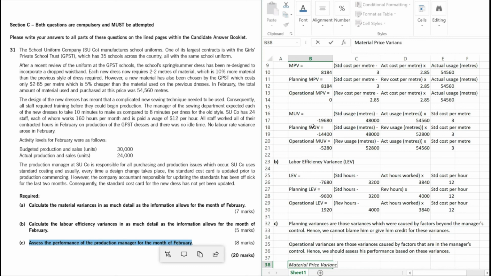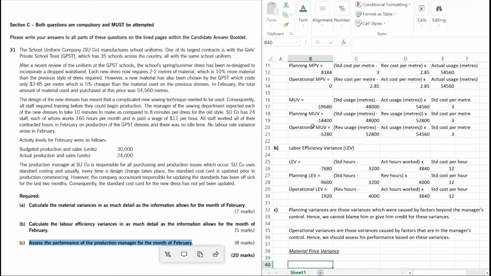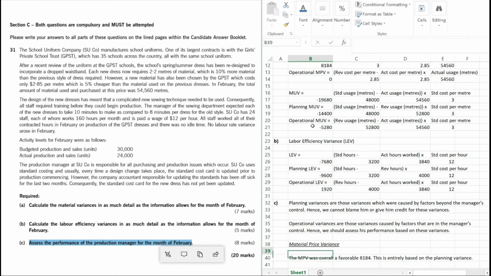Let's just write full hand. MPV looks a bit weird here. Okay, so we'll start with the overall. The material price variance was overall a favorable 8,184. Okay, this is entirely based on the planning variance, because the operational variance, as we saw above, is 0, right?